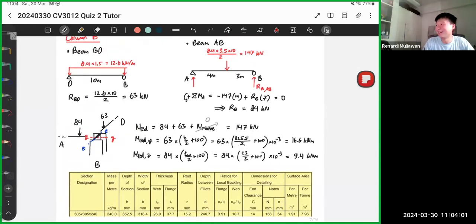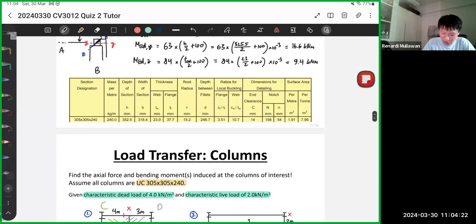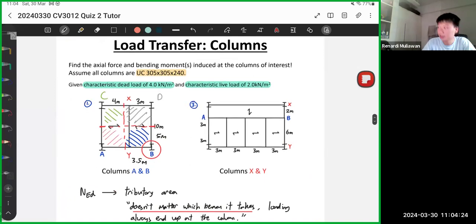Okay, so that's a very fun trick to do. And it's actually very useful because moments, again, nominal moments are usually very small. So in initial design, we usually ignore the moments first. We just find the axial force because axial force is much more critical in most cases. So that's why we usually use this method first, the tributary area, because it's very, very fast.